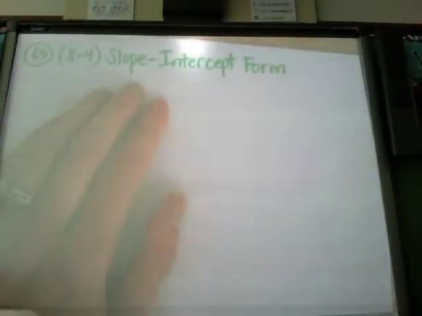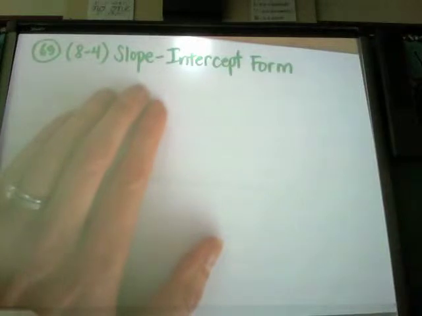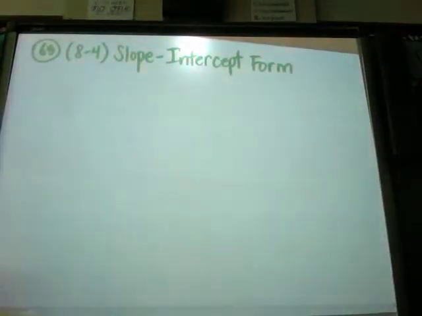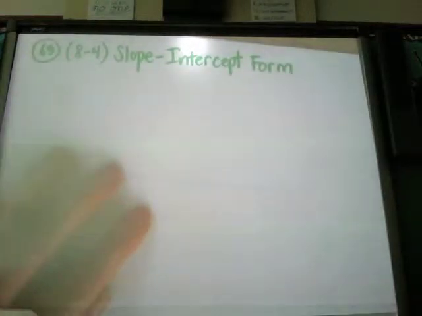To get a line, it's called slope-intercept form. So yesterday we talked about slope. We're going to talk today about intercept. Intercept means to cross, so we'll be talking about the y-intercept, which means where it crosses the y-axis. But we'll go over that again. First of all, here's the form.